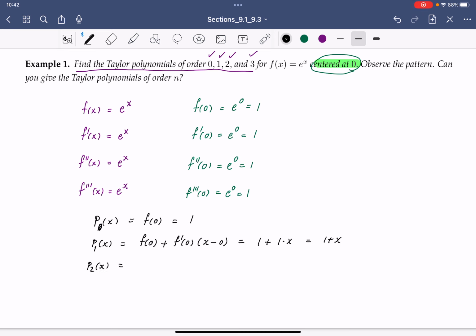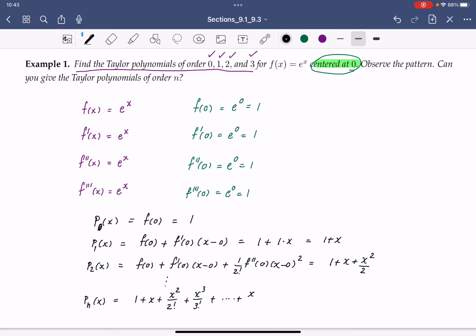And then for degree 2, it's going to be the same thing, but you just add the second term, 1 over 2 factorial, f double prime 0, (x minus 0) squared, and that is 1 plus x squared over 2. And then you keep doing it, so the Taylor polynomial of degree n is going to be 1 plus x plus x squared over 2 factorial plus x cubed over 3 factorial plus dot dot dot up to x to the n over n factorial. Well, this should be your first example when you learn Taylor polynomials, and this is how we do it.